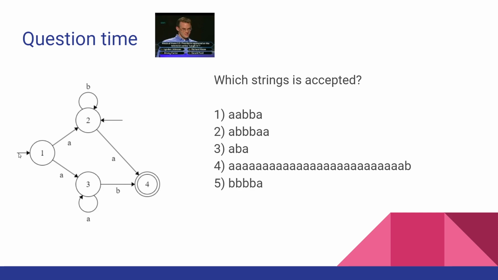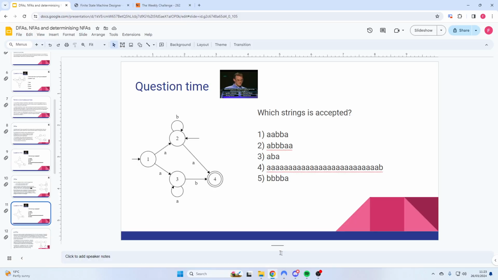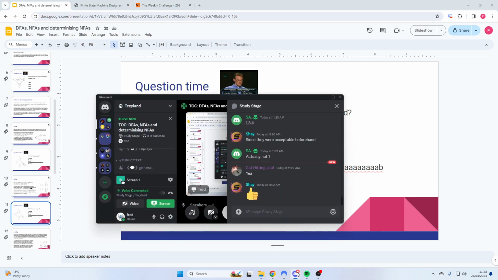So if we start at 1, we can't go anywhere with B, so that's rejected straight away. But if we start at 2, we can go in on itself B, B, B, B, A, and we end up in 4, which is an accept state. So it's 3, 4, and then also 5 now. Yep. Does everyone understand that, or do you want to look at another example, or further on this one? Okay.